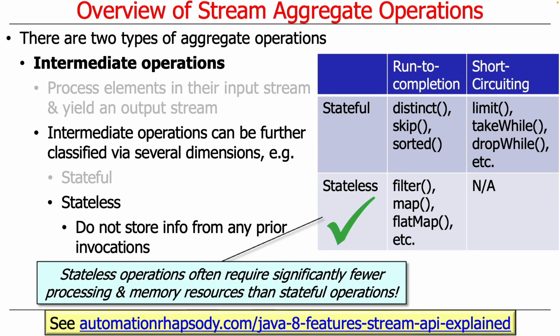Stateless operations are typically more efficient, both in terms of processing time and in terms of memory resources, and this is particularly true for parallel streams. So if you have a choice, you should try to go with the stateless ones. But that doesn't mean you shouldn't use the stateful ones. Just be aware that there may be some consequences of applying them, particularly with respect to parallel streams.